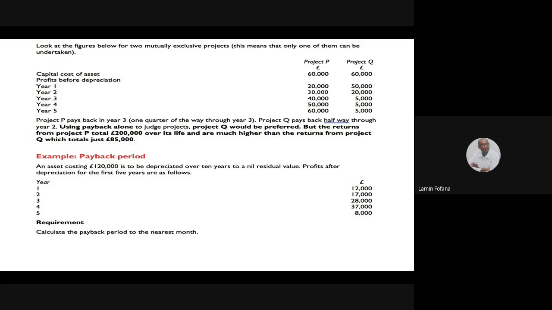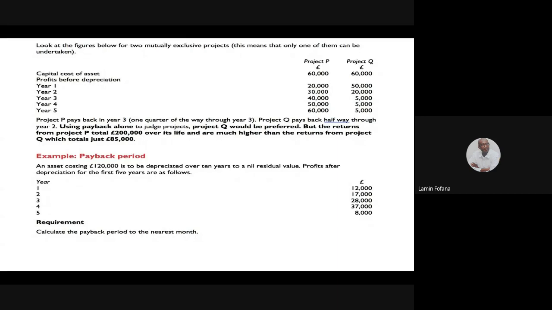Right. So we're going to continue. Profits before depreciation are this. That means cash flows year 1, year 2, up to year 5 for project P and for project Q. Project P pays back in year 3, a quarter of the way through year 3. Project Q pays back about halfway through. So let's look at both of them without doing any calculation.